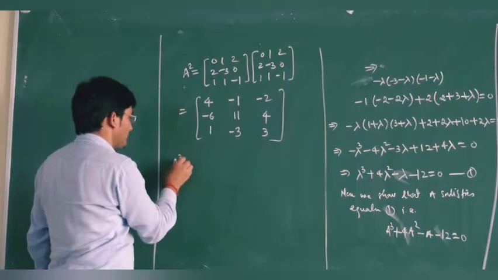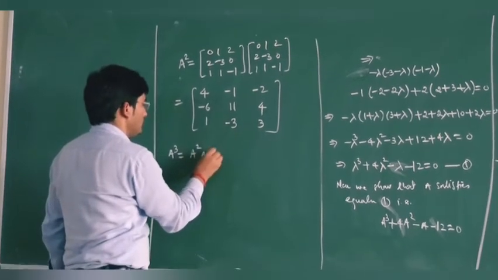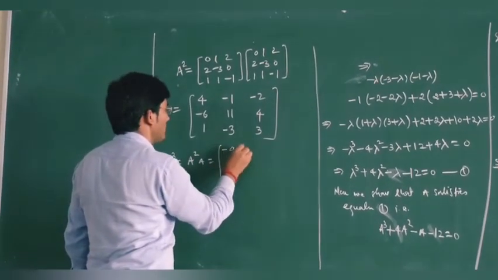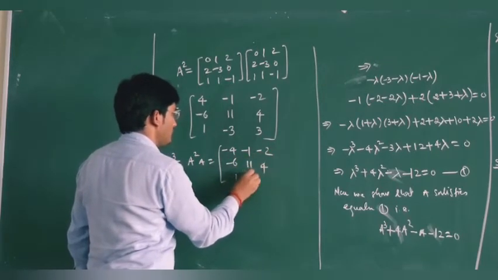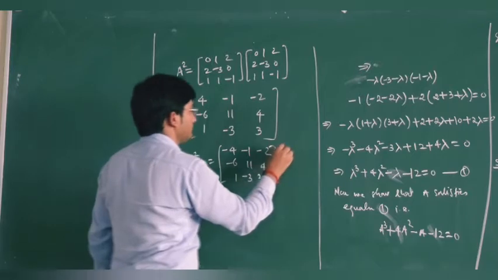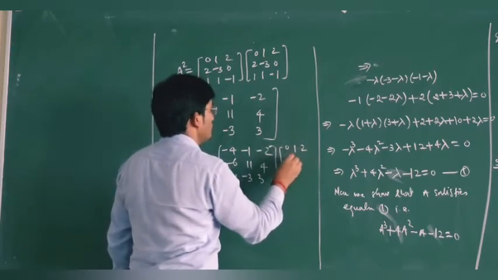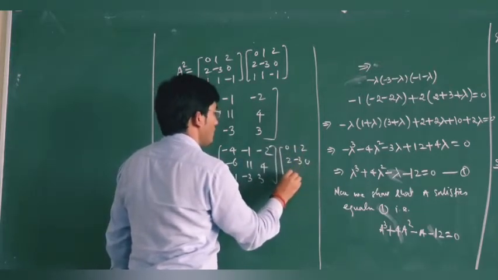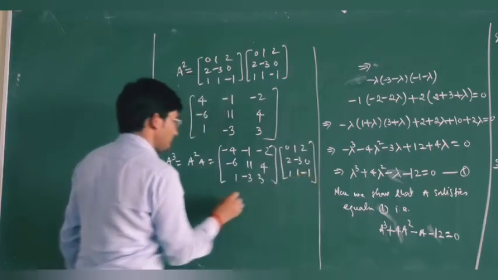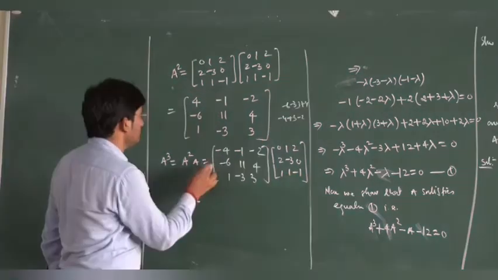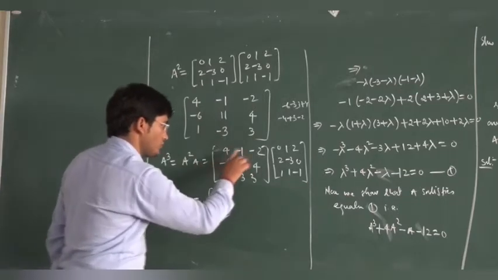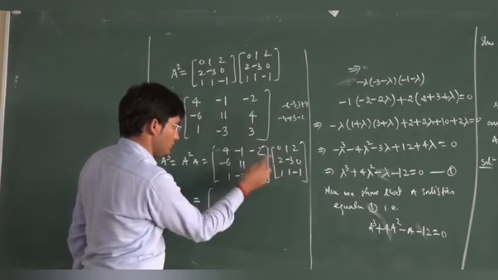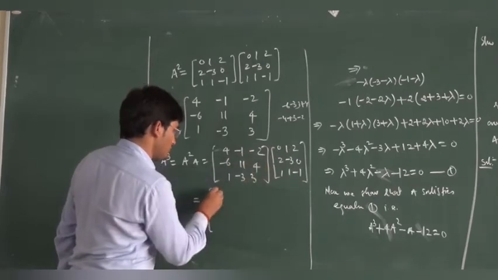Then A cube will be A square into A. So this is equal to minus 4, minus 1, minus 2, minus 6, 11, 4, 1, minus 3, 3. Then your A is 0, 1, 2, 2, minus 3, 0, 1, 1, minus 1. Now this is equal to, this is your plus. Now first row into first column will give you 4 is 0. So we have minus 2, minus 2. So this is your minus 4.